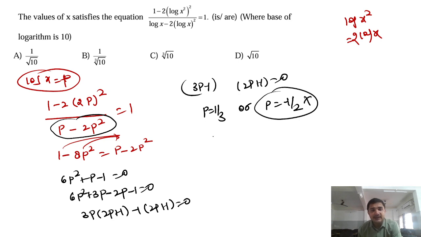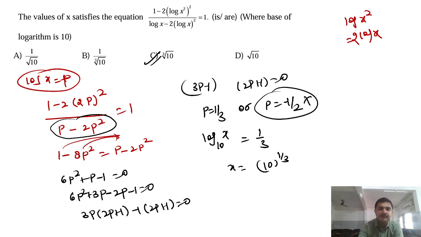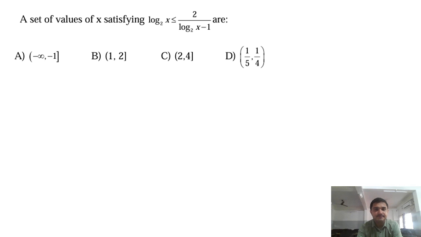If it is so, if I'm taking p is equal to 1 by 3, that means log x base 10 is equal to 1 by 3, isn't it? So what I'll be getting, x is equal to 10 to the power 1 by 3. Which option? C option is the absolute correct answer, isn't it? Tell me, yes or no? Done? So this is what we are having in the question.